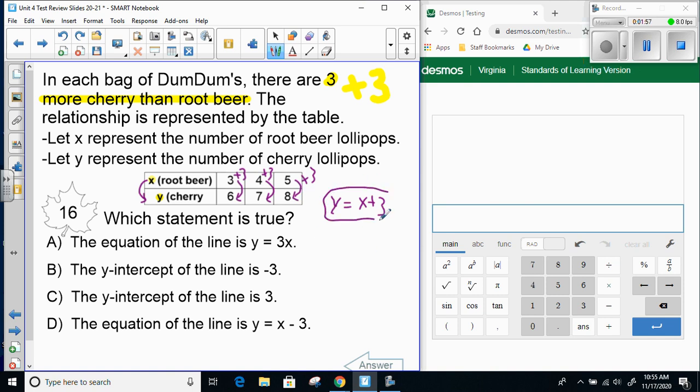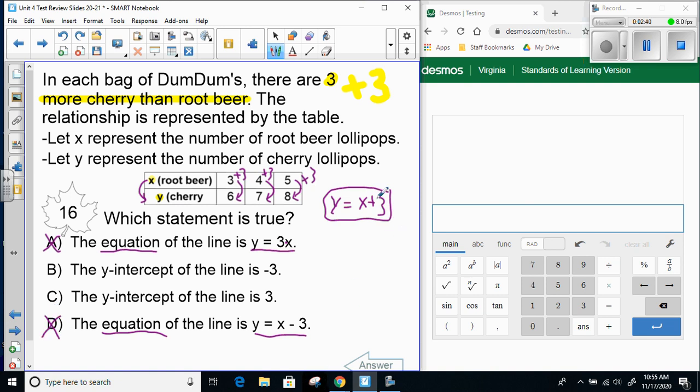Because I know that this is the equation, x plus 3, I can look at the statements that were written about equations, and if they don't say that, then they can't be true. A says the equation should be y equals 3x, which means 3 times x. If I did 3 times 3, I would get 9, not 6. So the equation 3 times x does not work. D says the equation of the line is y equals x minus 3. And we already know that doesn't work because 3 minus 3 would be 0, not 6. 4 minus 3 would be 1, not 7. And 5 minus 3 would be 2, not 8. So D is also incorrect.